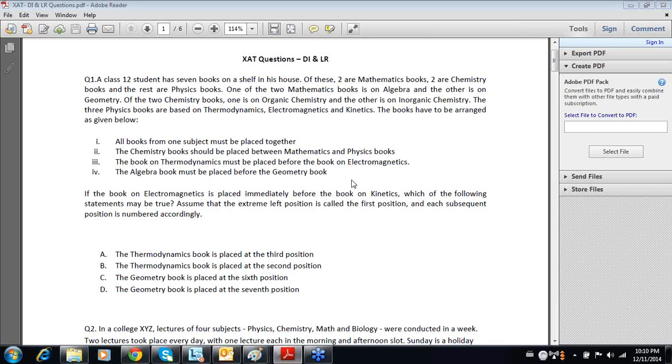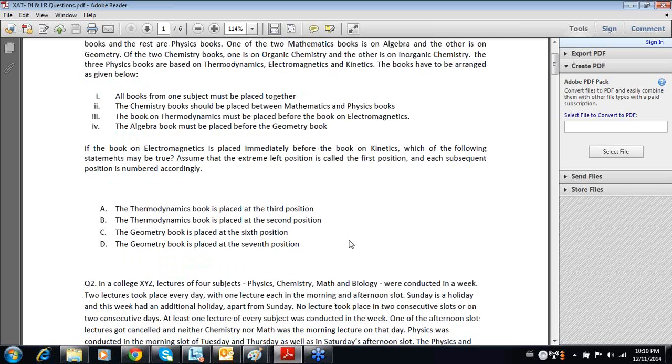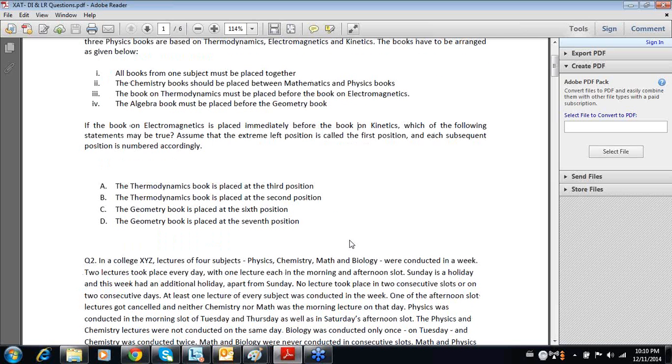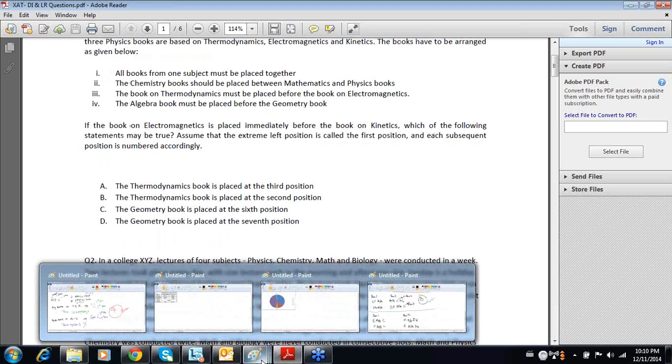All the books of one subject need to be together. The chemistry book should be placed between mathematics and physics books. The book on thermodynamics must be placed before the book on electromagnetics, and the algebra book must be placed before the geometry book. If the book on electromagnetics is placed immediately before the book on kinetics, which of the following statements may be true? Assume that the extreme left is called the first position and subsequent positions are numbered accordingly. Okay.